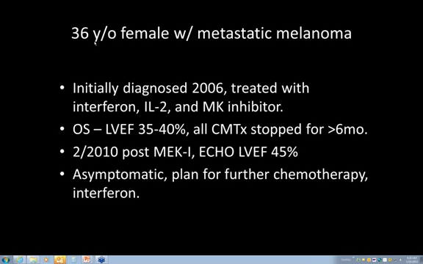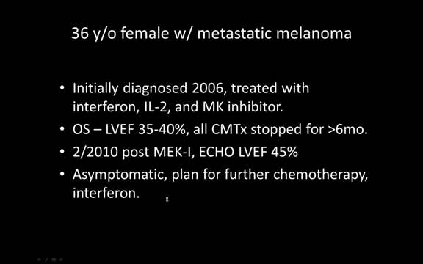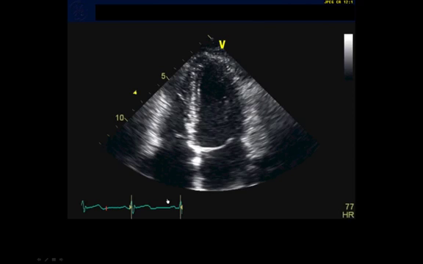She ended up coming to MD Anderson in 2010. I saw her in February. They had given her already a second course with a multikinase inhibitor, and on echo, her ejection fraction was 45%, and she was asymptomatic, and they wanted to give her interferon again. Unfortunately, by then, she actually had pretty widespread disease. On echo, this is what we saw.